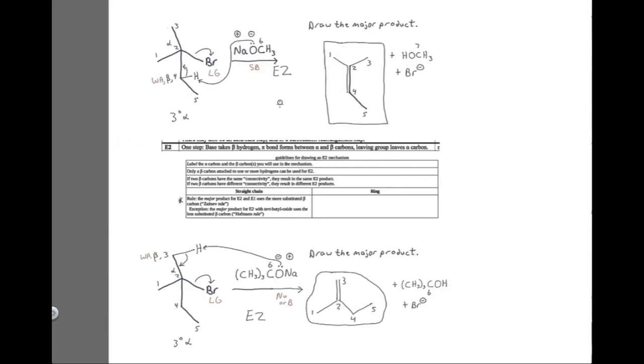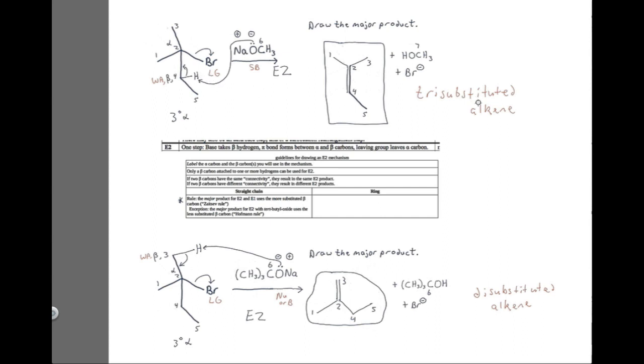So now you can compare these two problems. Notice that in these two problems, this starting material was the same in both cases, but we got different major products because here we were using an ordinary base and here we were using tert butyl oxide, which is a bulky base. Notice that in this case, we ended up with a tri-substituted alkene because we attacked the more substituted beta carbon. Whereas in this case, we ended up with a di-substituted alkene because we attacked the less substituted beta carbon.